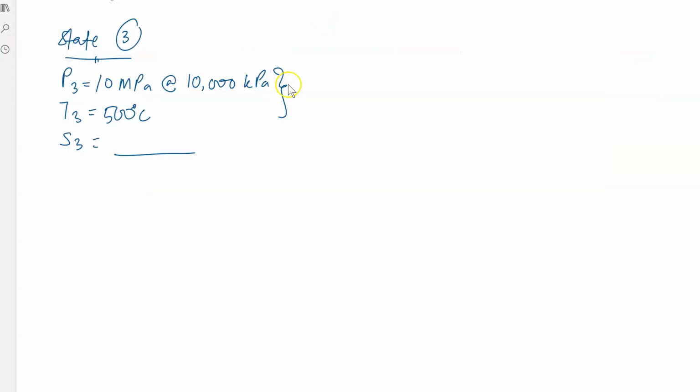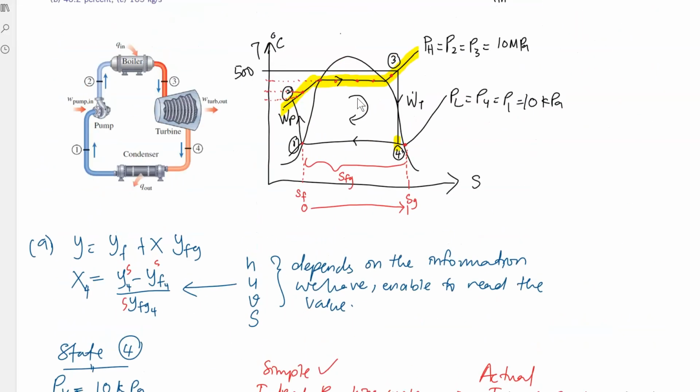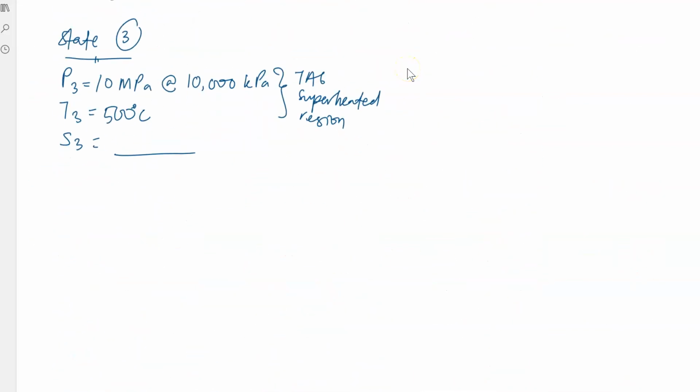Right? So according to the rules of thumb from the video that I have made, when given pressure and temperature, read it from table A6, where this is the superheated region. So if you scroll upward, you can see that yes, this point is in the superheated region. In fact, the water inside your boiler has gained enough heat to change phase into steam, and now the steam becomes high pressure and high temperature. So next we are going to have a look at your property table. How are we going to read the table so that we can gain S3?